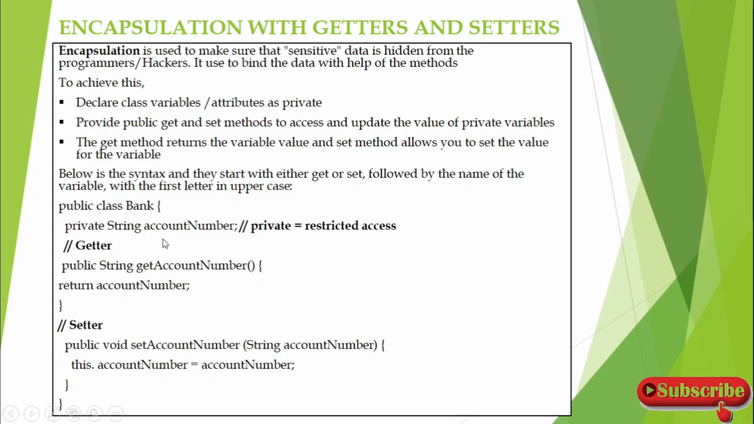This is the read access. Using this, you can see this is the syntax. Public, and what is the return type? String, and you have to give the method name, and you are returning this account number. So with this method they can get the value of this account number.